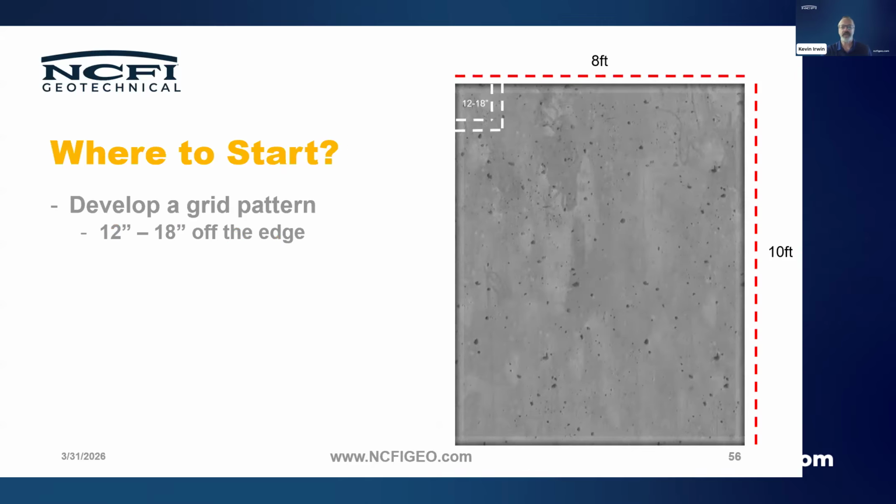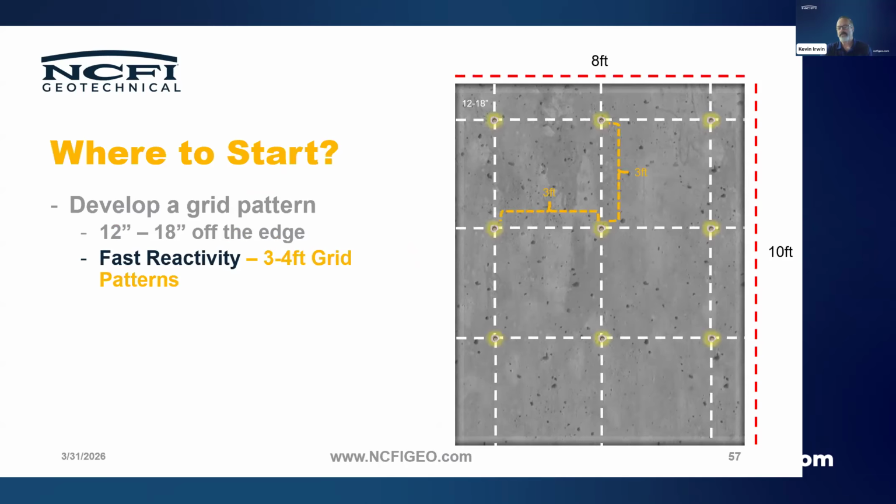If I'm using a fast reactivity slope or, actually, my first thing I'm going to start 12 to 18 inches off the edge. Not off the corner necessarily, but not off that radius to the corner, but off the edge. And then with a fast reactivity foam, we're going to be typically on a 3 to 4, maybe 5 foot grid pattern.